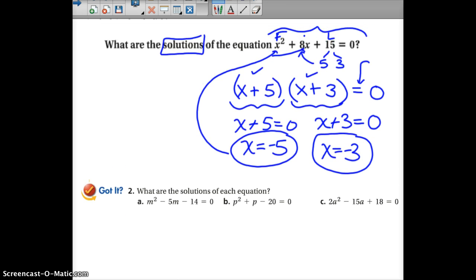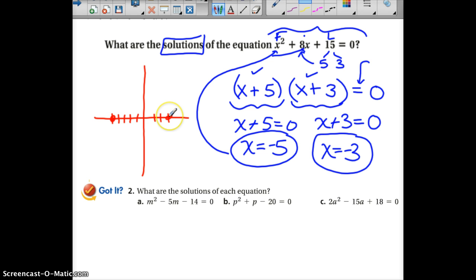If I were to graph that one on my graphing calculator, what it means is that it hits the x-axis at negative 5 and at negative 3. Also, because it leads in a 1, I know it opens up. It would look something like that, but not exactly like that because I just sketched it.